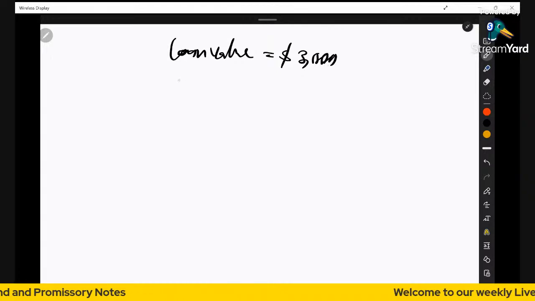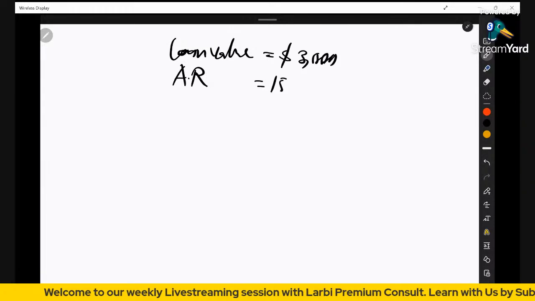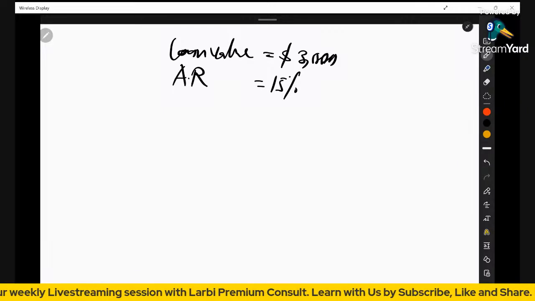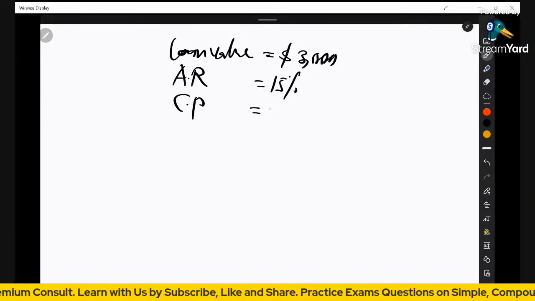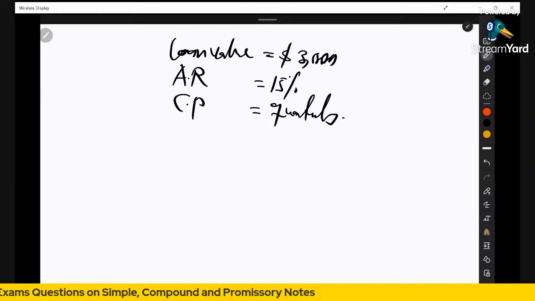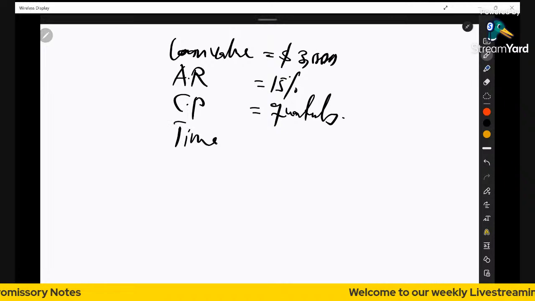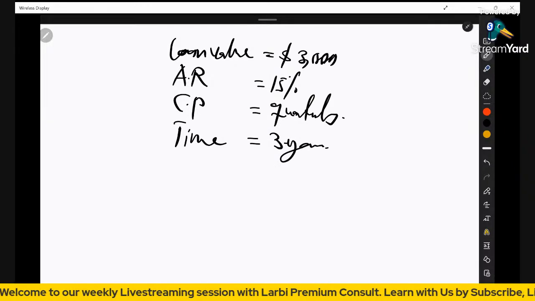Okay. And the annual rate was given, let's say 15%. Okay. And let's say we're asked to compound it quarterly, right? And we have the time period for this loan supposed to be paying, in three years time. So how do you compute for our compound interest?